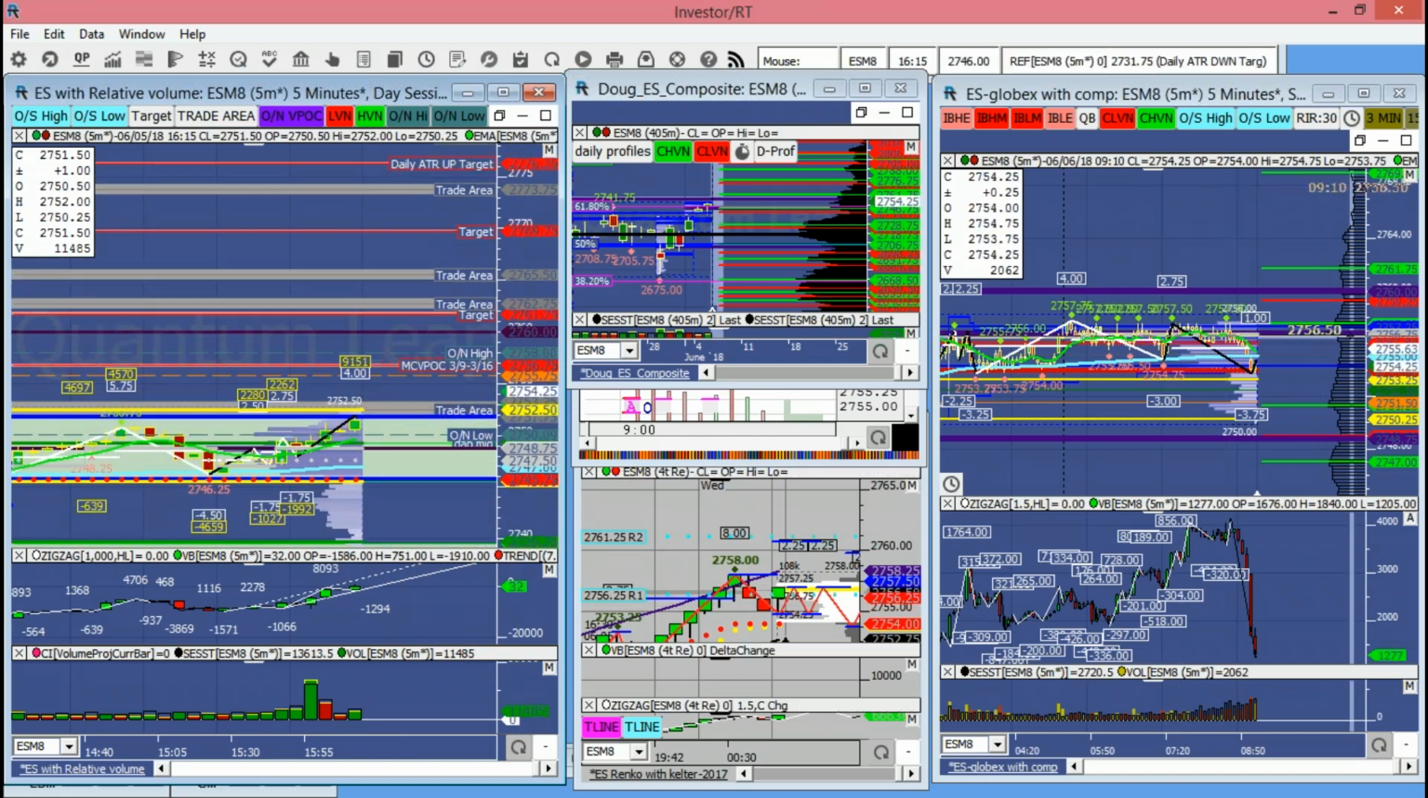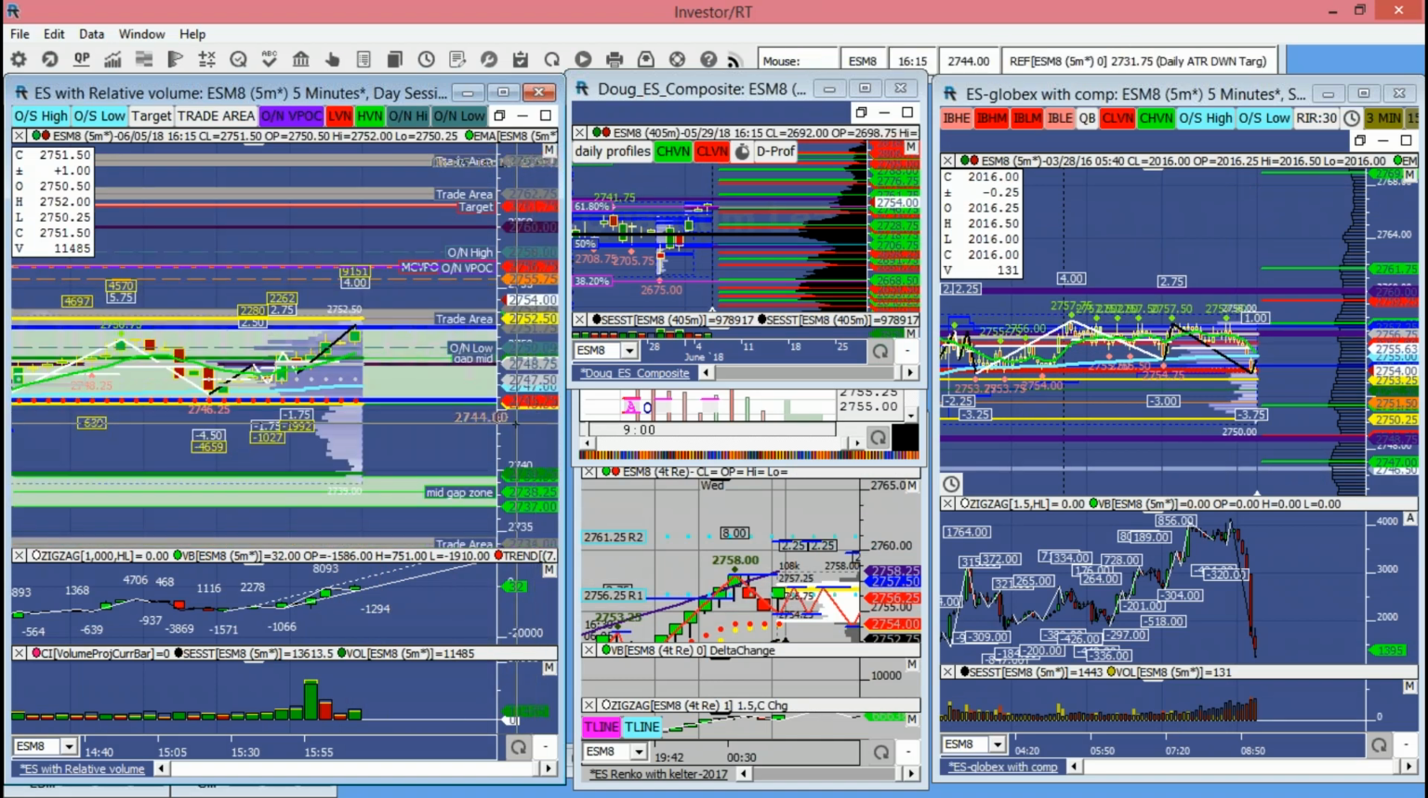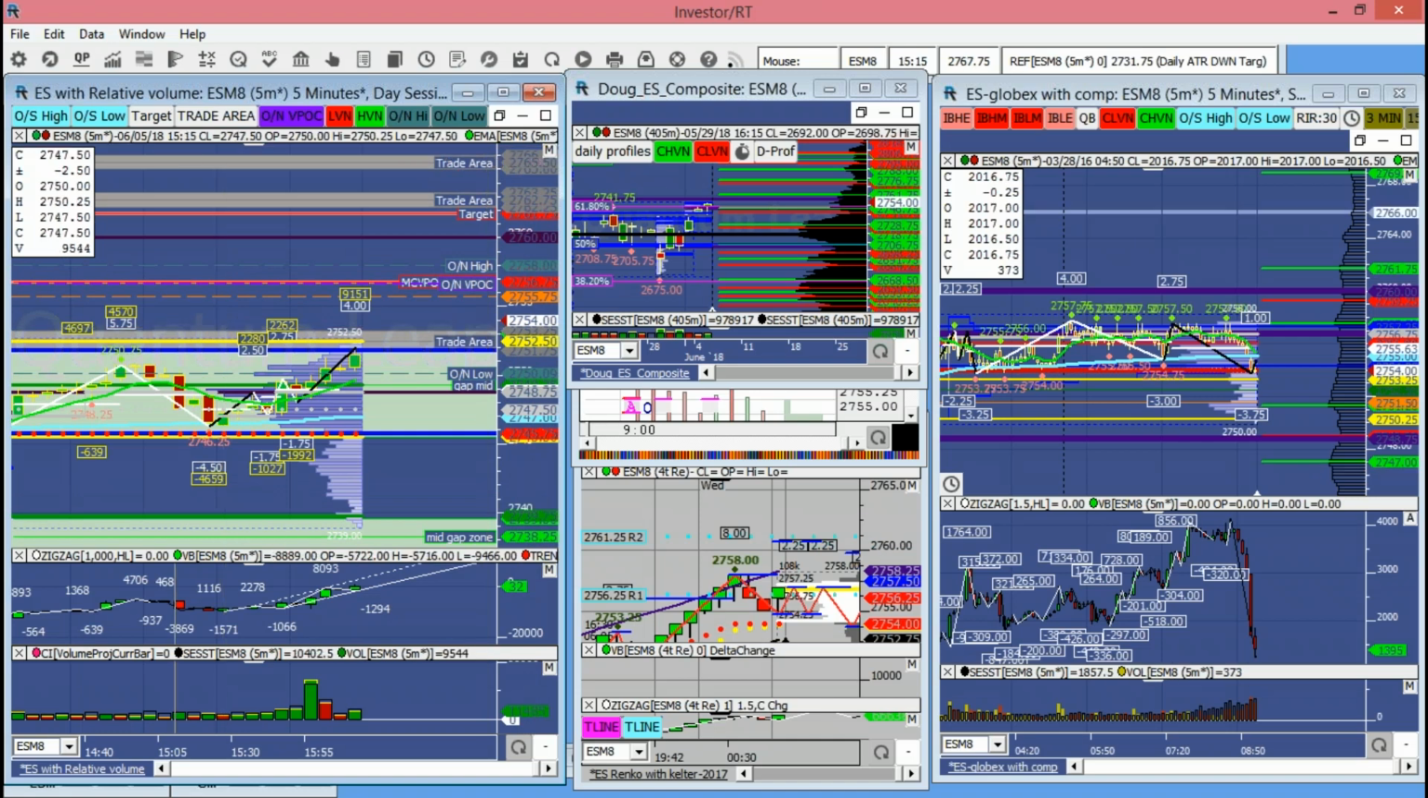Our overnight VPOC is not likely to shift. It is at 56.75, right in line with the microcomposite VPOC. Our overnight high is just above that. We're trading just outside of value. I'm going to put a trade area down at the value area low because this is a valid value area.